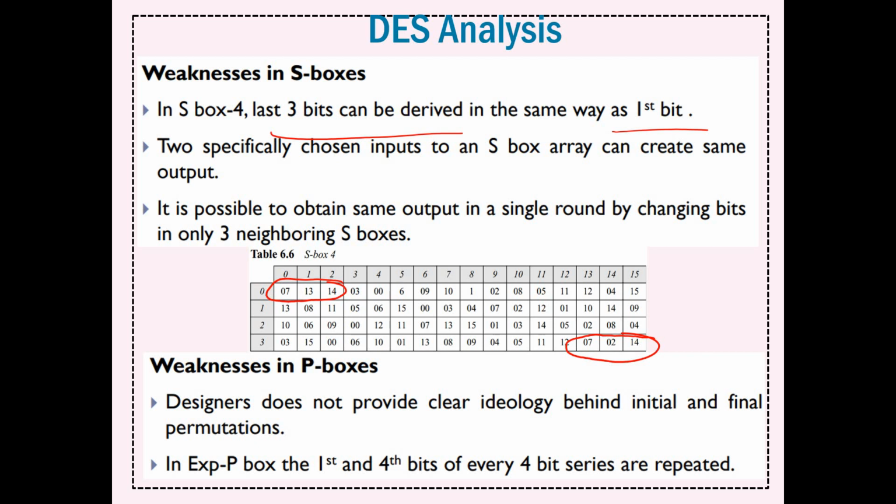Another fault that was addressed is that 2 specifically chosen inputs may give the same output. Remember, in the S box we were giving 6 bits at a time. Given that 6 bits, you might have a scenario where you give 2 chosen inputs and get the same output. Although the inputs are different, you get the same output from the tables used for the S box. Not only S box 4, but the other 7 S boxes as well.